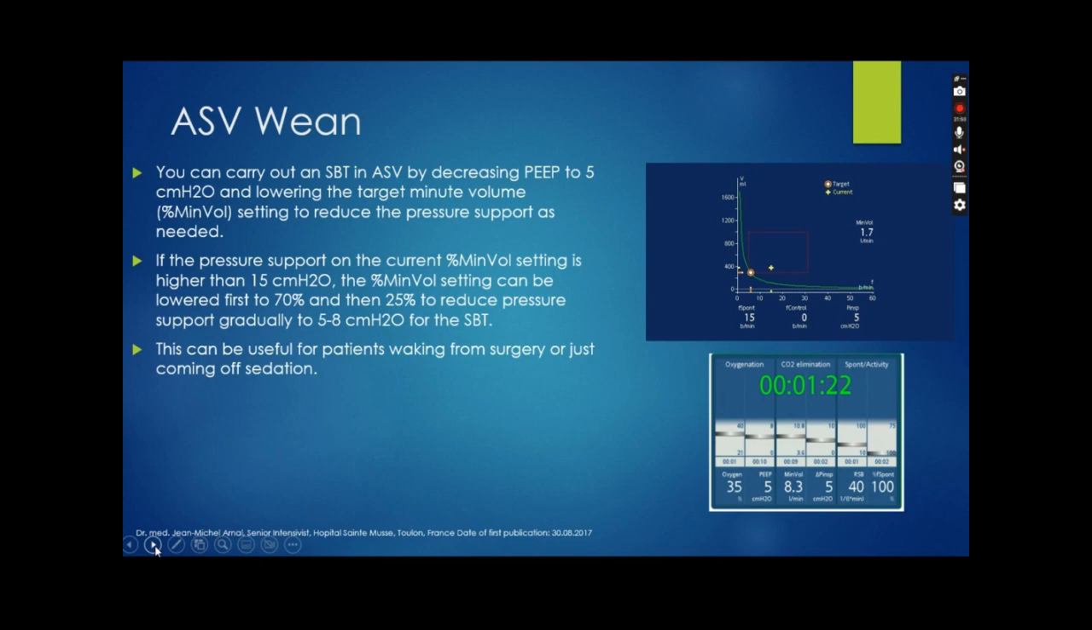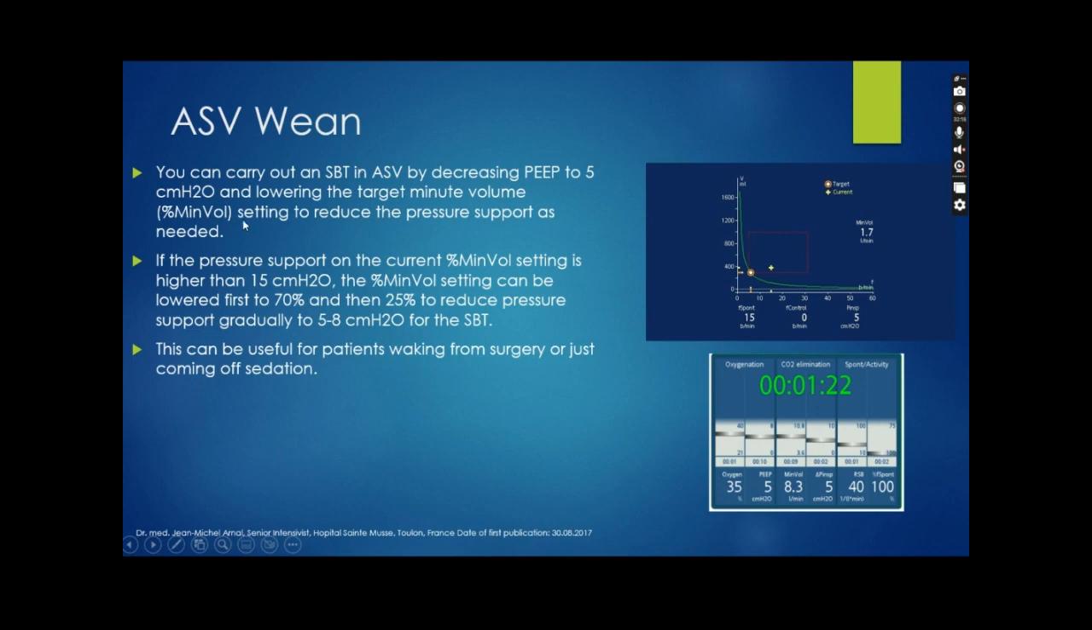So now let's pivot to ASV wean. Theoretically, and it has been done in several research papers, you can carry out an SBT in ASV by decreasing the PEEP to 5 and lowering your target minute volume percentage setting to reduce the pressure support that's needed, in order to reduce that pressure support below 8. In this case, you could see the minute volume was decreased to 1.7.